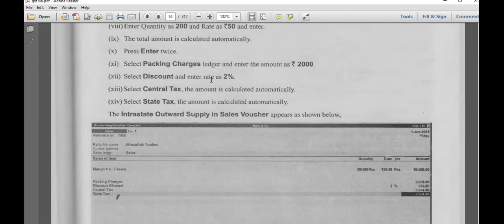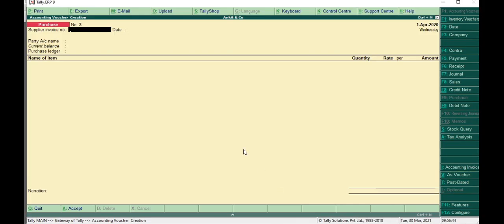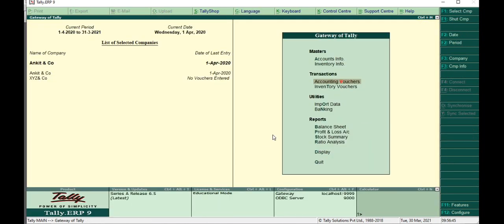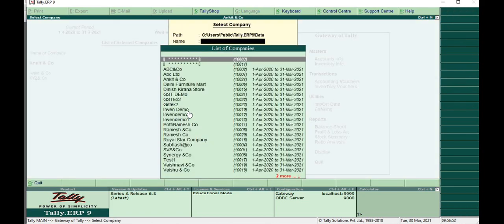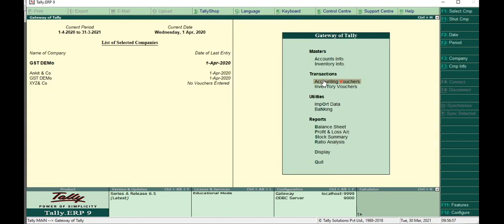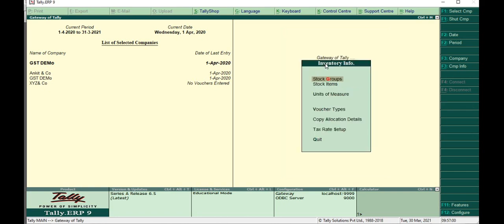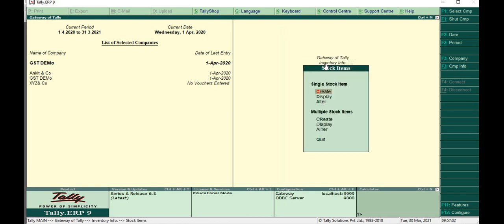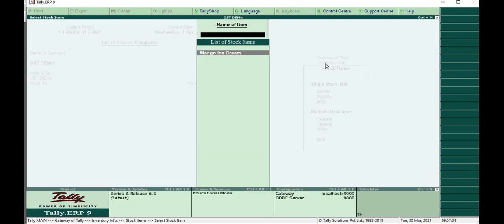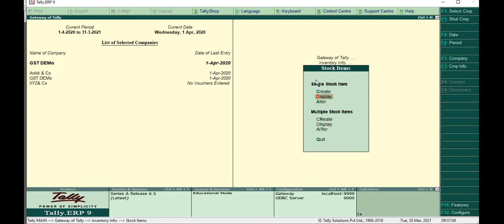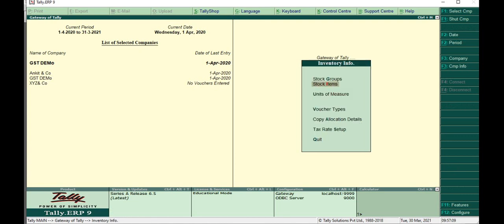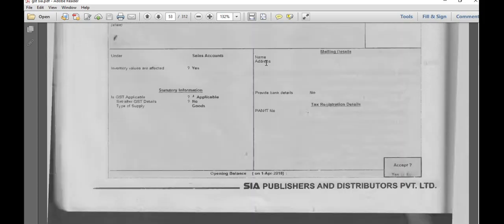Mango ice cream. What is the company we have given for mango ice cream? Any idea? GST demo, I think so. The first GST class. In this I have given GST demo. We'll check inventory info, stock item, display. Yeah, mango ice cream, this one only. So in this company, we'll do the transaction which is given here.